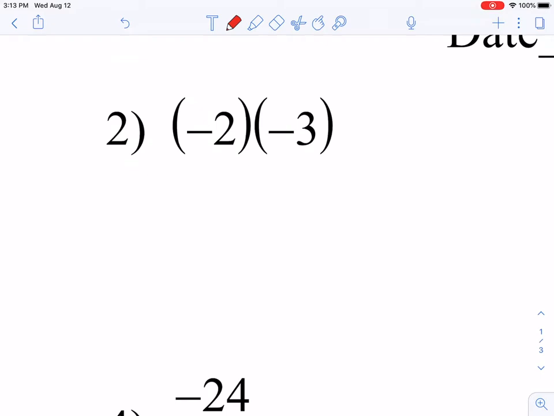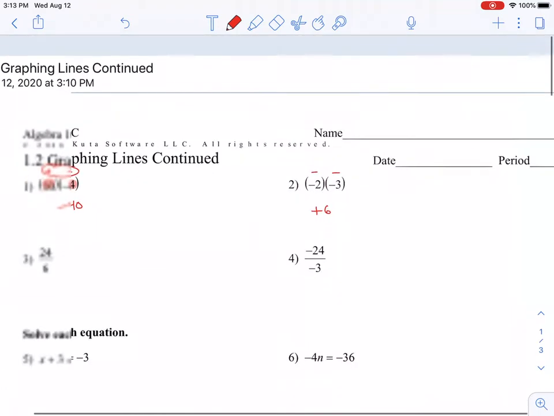So again, here I have same signs, a -2 and a -3. So when my signs are the same, when I'm multiplying, I'm going to get a positive answer. And then I do 2 times 3 to get 6. So positive 6.